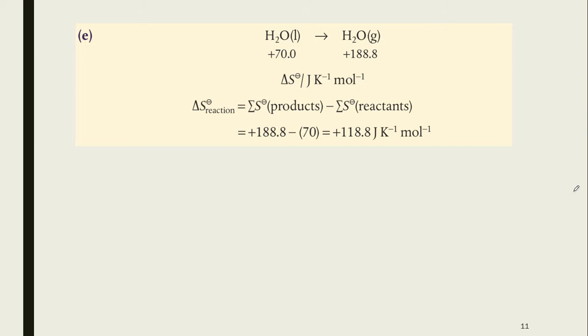In order to find delta S, you must do the sum of the products minus the sum of the reactants. Since we only have one product and one reactant, that's easy enough to just subtract the two, taking into account any number of moles. Take note of the unit, which is joules per Kelvin per mole.